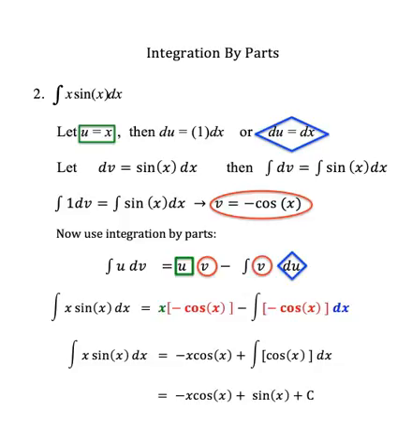So in conclusion, we then have the integral of x sine of x dx is equal to negative x cosine of x plus another integral of cosine of x dx. But we have a rule for that. So the final answer is negative x cosine of x plus sine of x plus c.